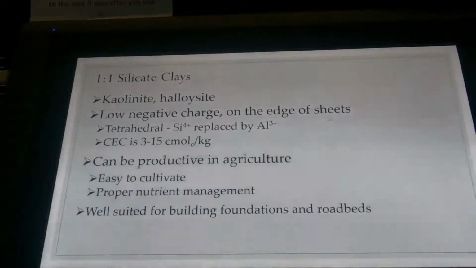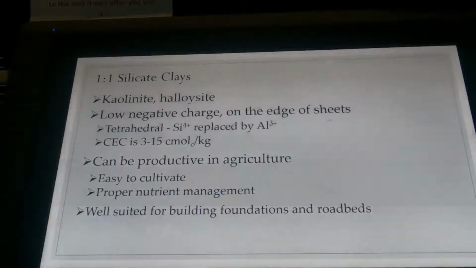But because they don't shrink and swell, they are really good for foundations. So, next question might be like, which one of these would you expect to see as a road bed? Kaolinite, cementite, or vermiculite? Kaolinite. So understanding and knowing the characteristics of these soils will help you be able to make assessments about your management plan.